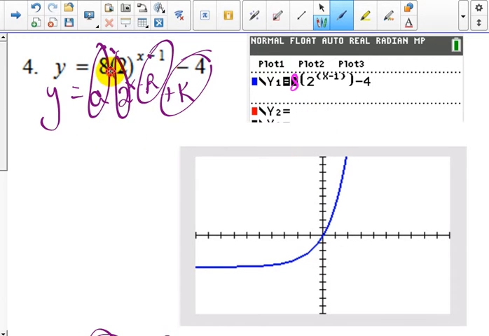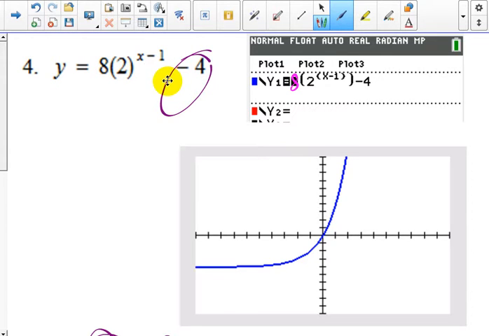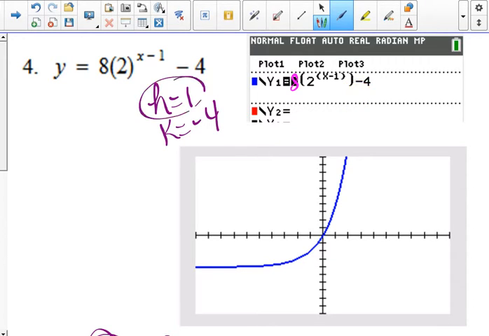So what we're going to do in essence is, this is our h equal 1, k equal negative 4. So that horizontal movement, we're going to go to the right 1, and then we're going to go down 4.